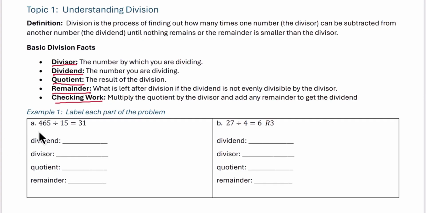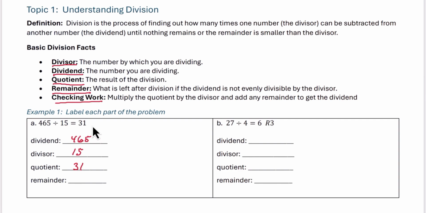In this first example, we have 465 divided by 15 equals 31. The number that we are dividing is 465. That is the dividend. The number that is doing the division, in this case 15, is the divisor. The answer or the result to a division problem is 31. In this case, that is what we call the quotient.